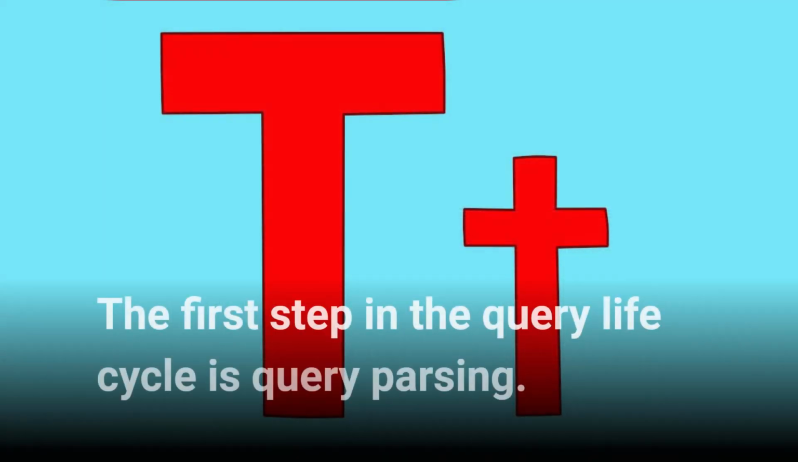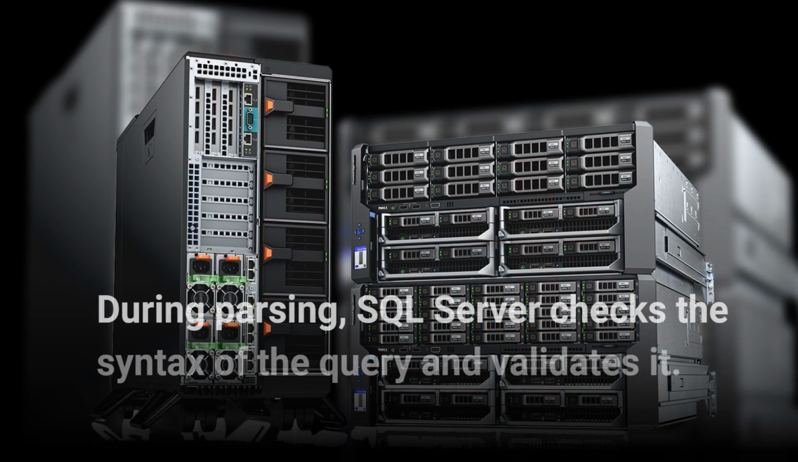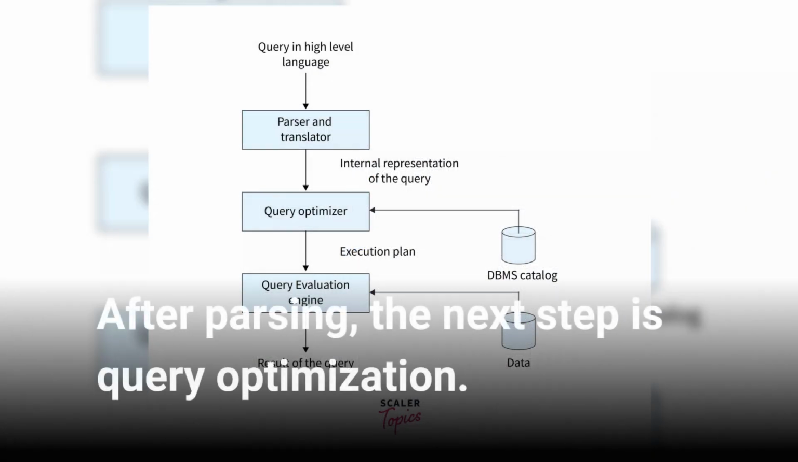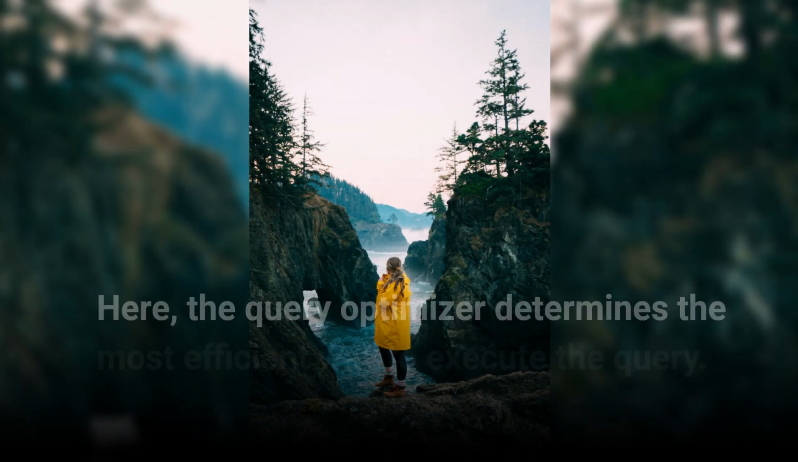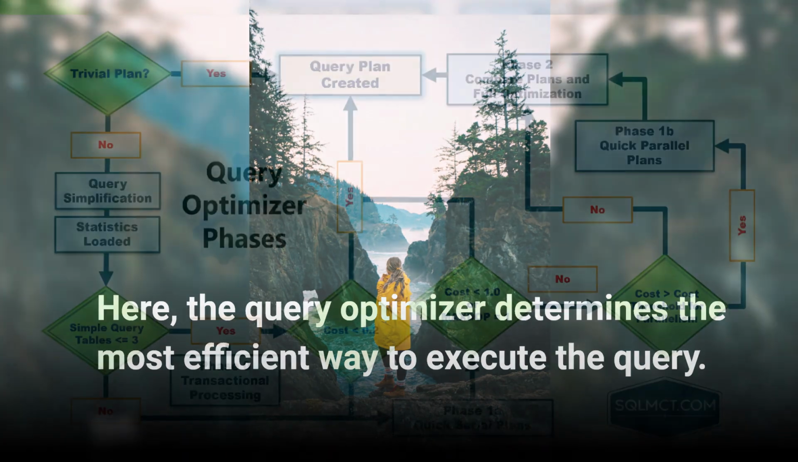The first step in the query lifecycle is query parsing. During parsing, SQL Server checks the syntax of the query and validates it. After parsing, the next step is query optimization. Here, the query optimizer determines the most efficient way to execute the query.